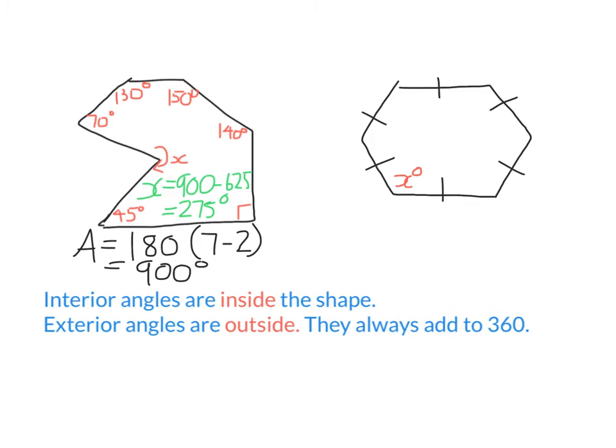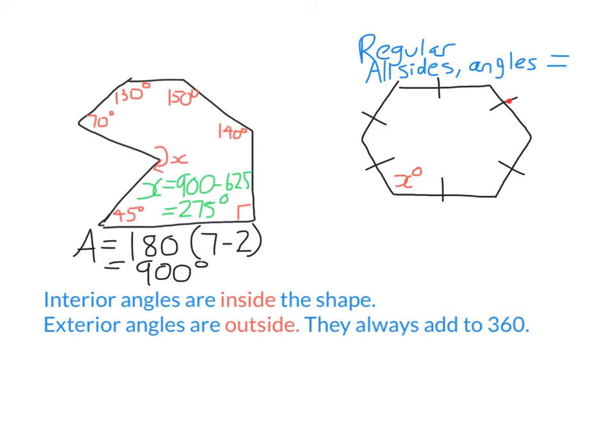This is called a regular shape. A regular shape is one in which all sides are equal. That's what this dash means: all sides are equal. It turns out for any polygon, if all sides are equal, then all angles are equal.